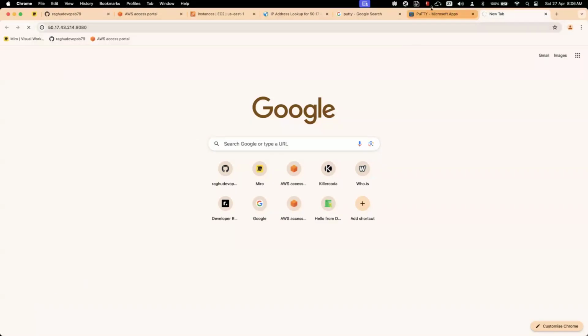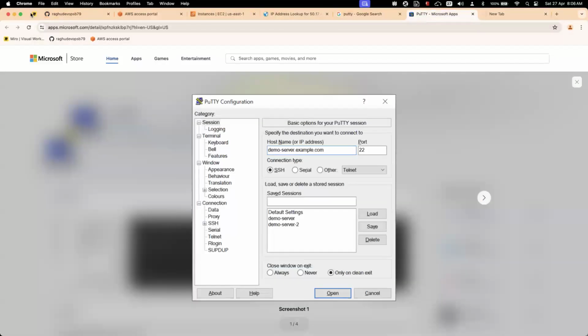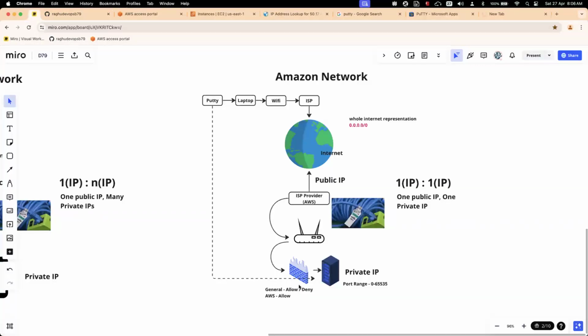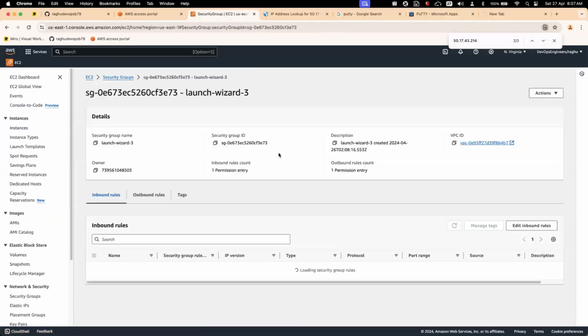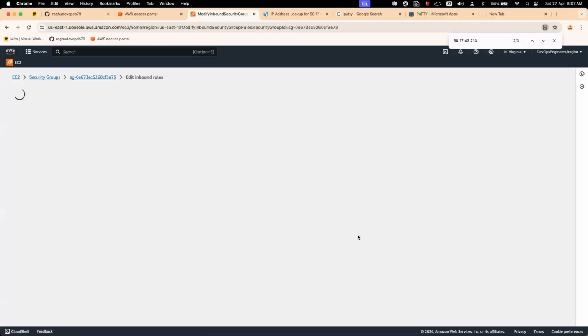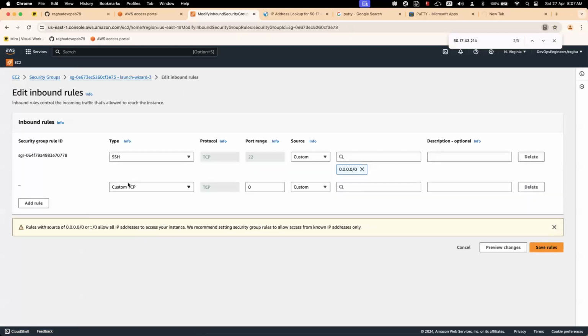But why? Because now your PuTTY is allowed on the firewall on port number 22 to reach the server, but my browser is trying to access the server over 8080. Is the port open? No, right? The port is not open. So what you need to do is click on this security group, which is called the firewall. Click on that, and now you can add and modify the rules. Edit inbound rules, add rule.